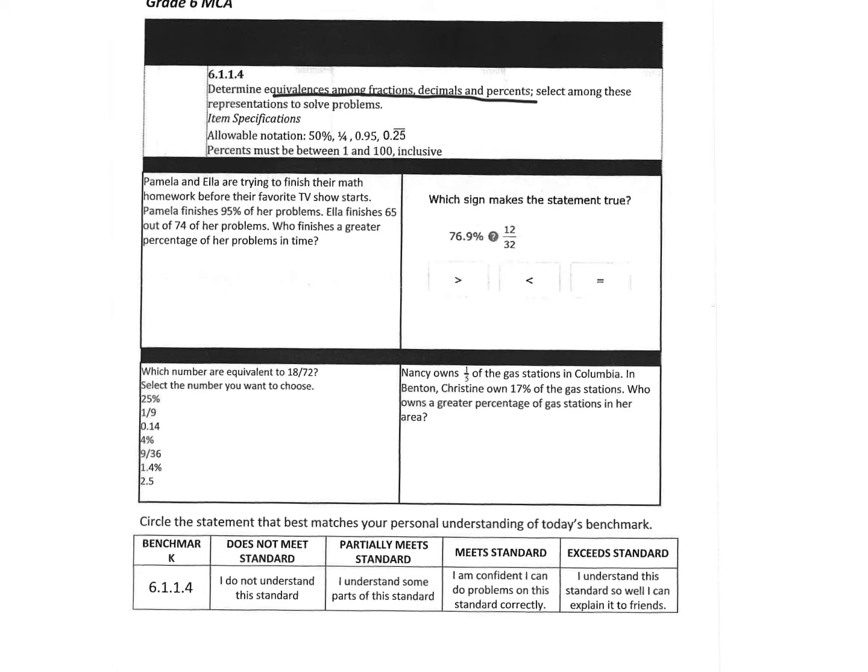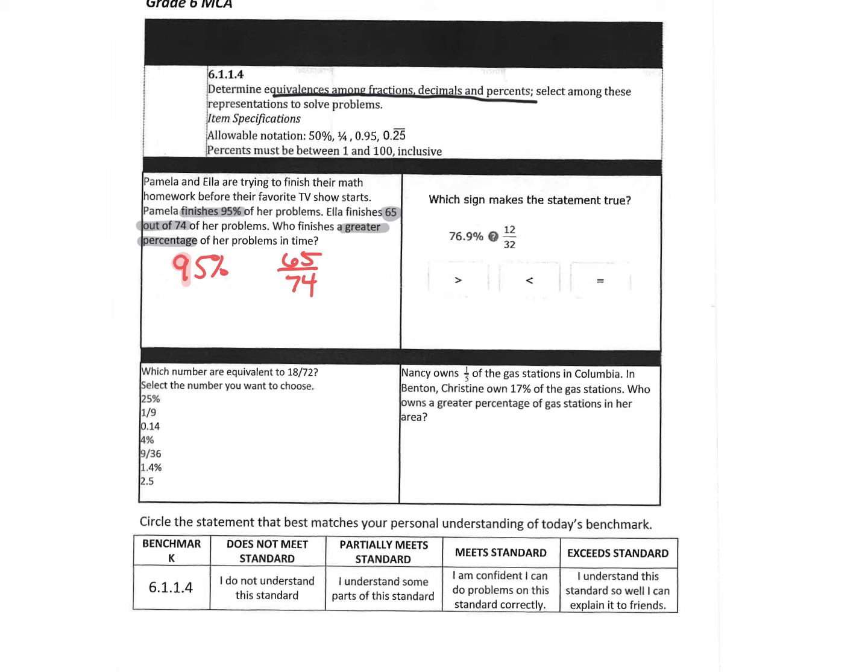We have that Pamela and Ella are trying to finish their math homework before their favorite TV show starts. Pamela finishes 95% of her problems. Ella finishes 65 out of 74 of her problems. Who finishes a greater percentage? So they're asking who has the greatest percentage, but we only have one of them in percentage form. So we're trying to decide which one of these, 95% or 65 out of 74, that's a fraction, is greater.